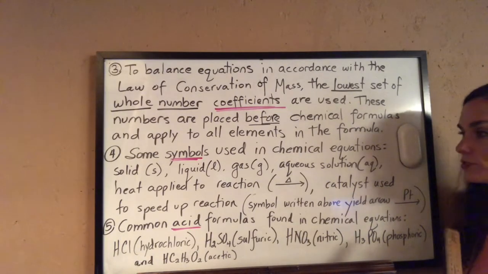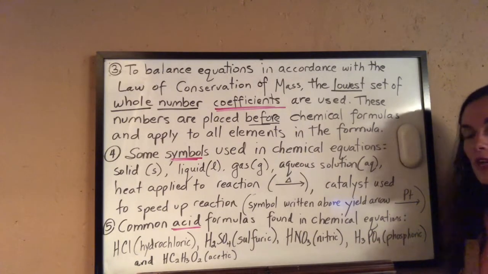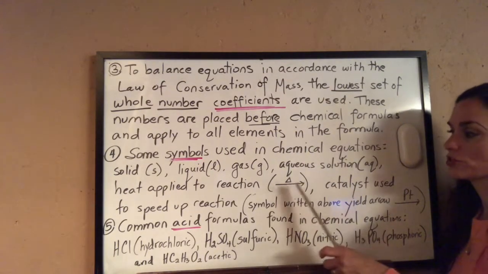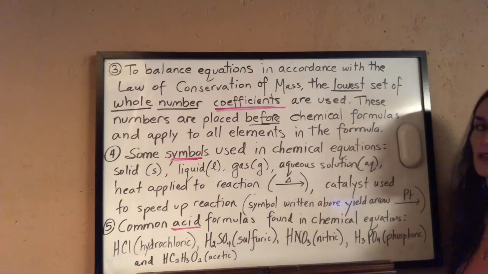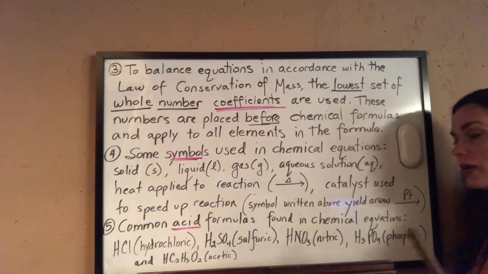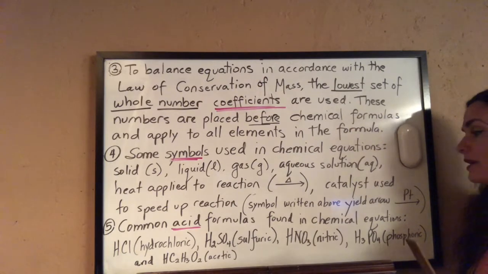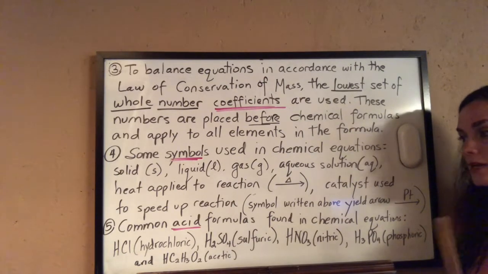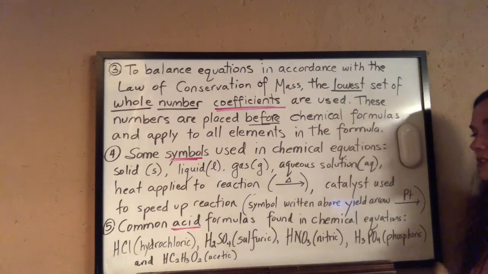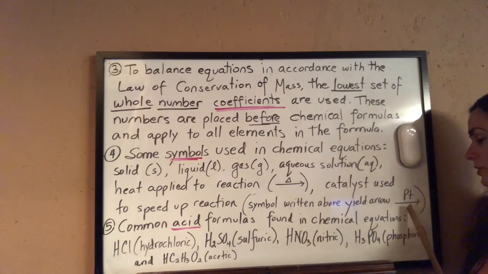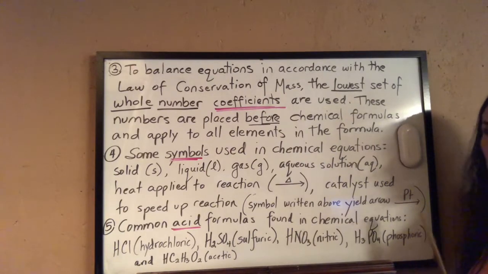It's an aqueous solution. Some other reaction conditions, when you see a triangle over the yields arrow, that means that heat is applied to the reaction. And sometimes you have a catalyst that is used to speed up the reaction. It's not a participant in the reaction. It simply helps to get the reaction to go faster. And whatever the symbol for the catalyst is, it would be written above the yields arrow. So here I put a platinum above a yields arrow.